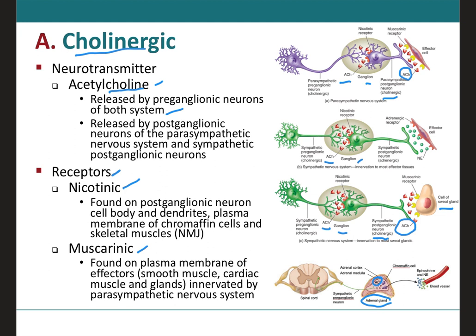Let's start with the nicotinic one, which is present in the plasma membranes of the dendrites and cell bodies of both the parasympathetic and sympathetic postganglionic neurons. It will also be present in the plasma membrane of the chromaffin cells of the adrenal medulla, because remember that the preganglionic neuron releases acetylcholine, so you need to have the receptor on the chromaffin cells. And it will also be present in skeletal muscle, at the neuromuscular junction, remember? So all these will have this nicotinic receptor.